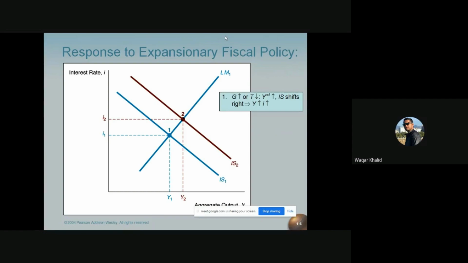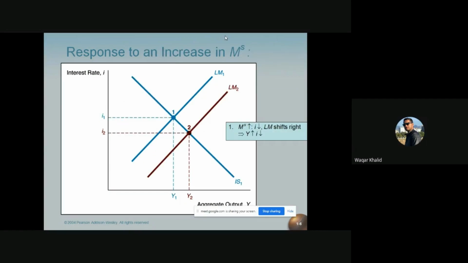The result of the change in fiscal policy is a rise in aggregate output to Y2 and a rise in the interest rate from I1 to I2, and from Y1 to Y2. Now look at the difference between the effect on the interest rate of an expansionary fiscal policy and an expansionary monetary policy. Look at the previous case.